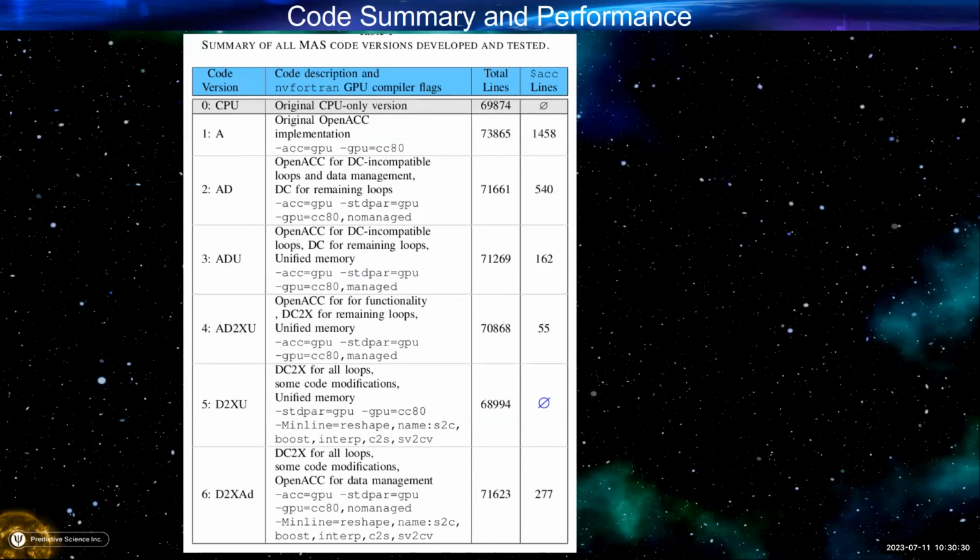Here's a list of the codes. If you see their little tags, 1, 2, 3, 4, 5, 6, anything with a U at the end is using unified memory. So codes 3, 4, and 5 are using unified memory. Codes 1, 2, and 6 are using managed memory. But you have to use unified memory if you don't want to use any directives at all. That would be code 5 here.